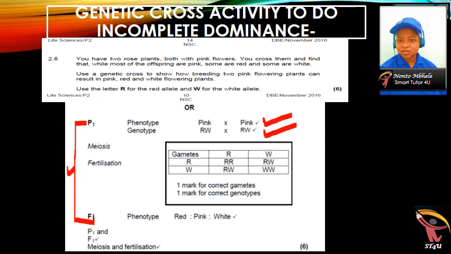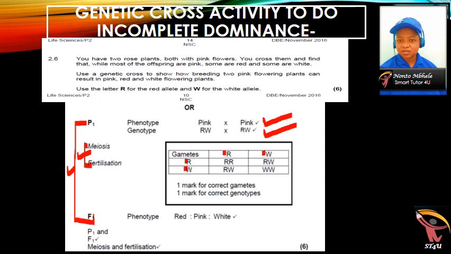So note that as well. You get a mark for this. You get a mark for meiosis and fertilization. And then you also get a mark for the gametes. In this method, they used a Punnett square, crossing big letter R and big letter W with big letter R and big letter W, and this is what you would get by crossing this.